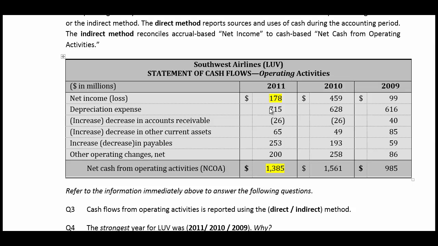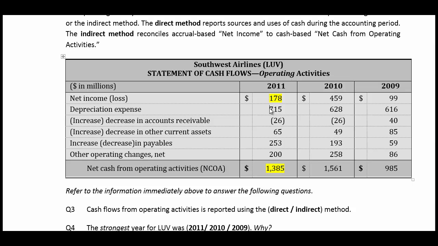Depreciation expense merely increases accumulated depreciation. It does not affect cash in any way. Right? You don't have to pay depreciation. What is depreciation again? What was the definition of it? Do you remember? The allocation of the cost of an asset to the periods benefited. It has nothing to do with cash.